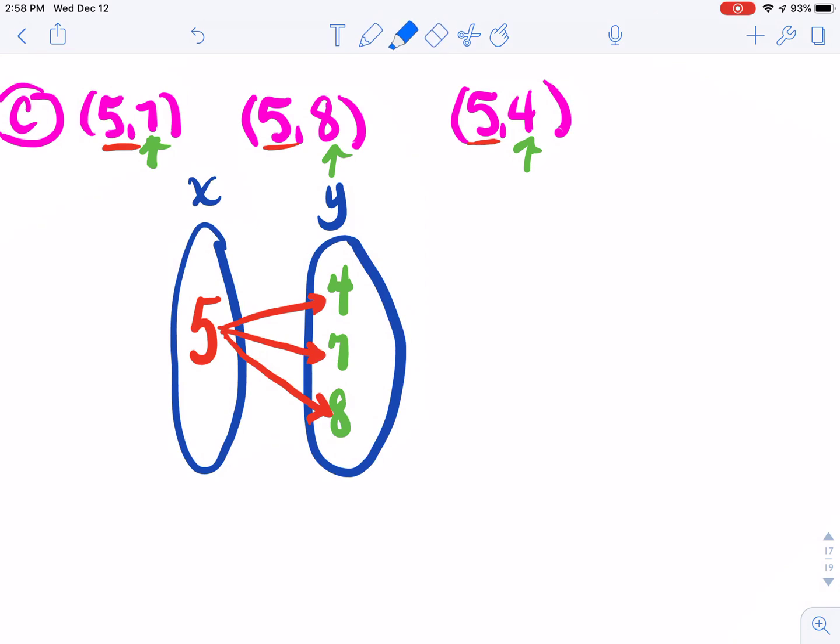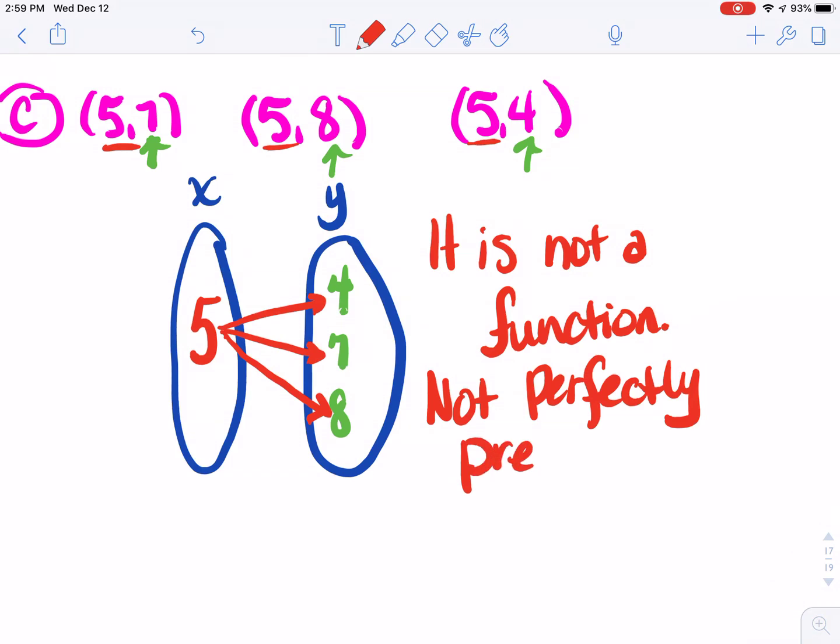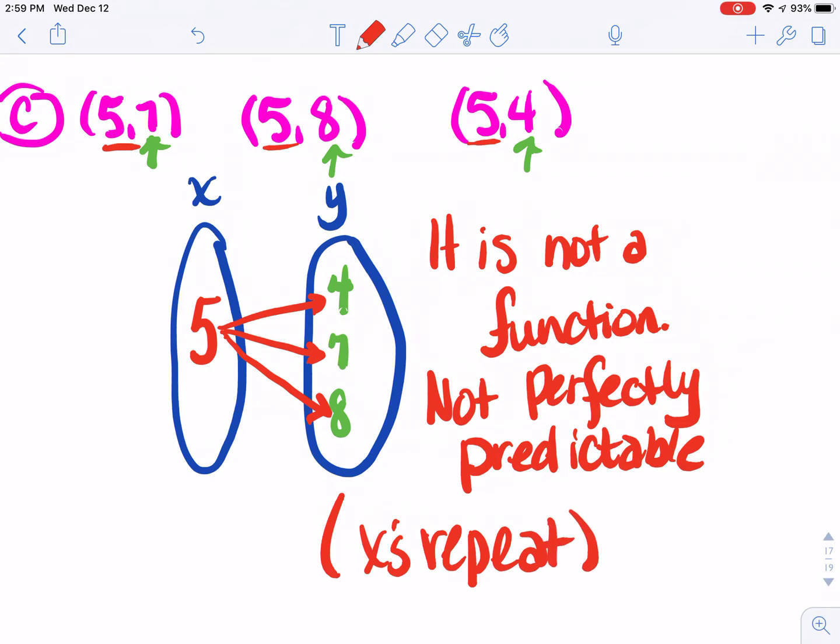So remember our argument. If I'm looking at this X value, I should be able to predict where it goes. And I don't know, because it actually pairs up with all of those. So this one, it is not a function. The whole idea with this is it's not perfectly predictable. And our big issue is the X's repeat. If the X's repeat, we have a whole load of trouble.